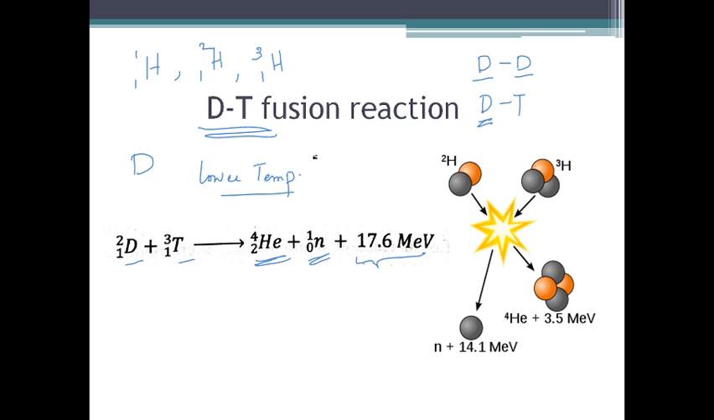As we see, the final products are helium and neutron, and the final products are not radioactive or toxic, and this is not a greenhouse gas either. So as we can see here, this kind of DT reaction is eco-friendly and produces the least amount of pollutants as byproduct.